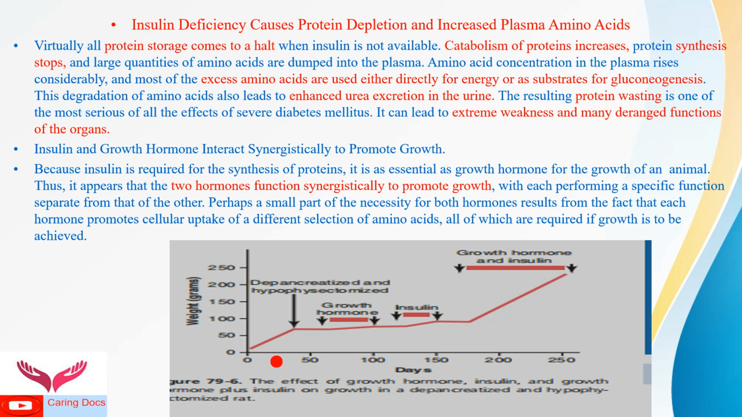A small part of the necessity for both hormones results from the fact that each hormone promotes cellular uptake of a different selection of amino acids, all of which are required if growth is to be achieved. So in a nutshell, for growth, both insulin and growth hormone act synergistically, and without one hormone, complete growth may not be achieved. So their action is very synergistic.